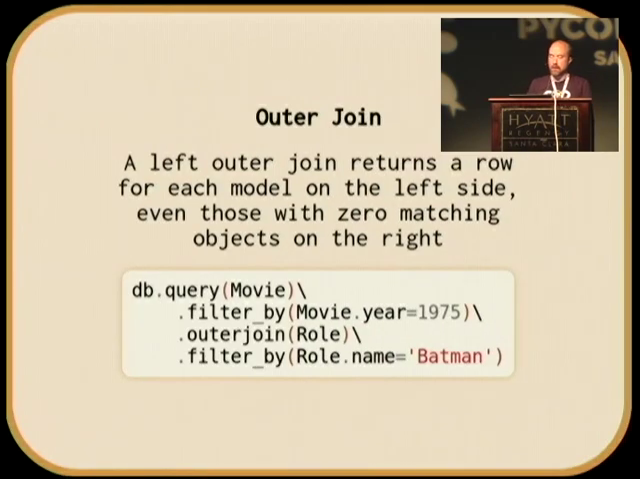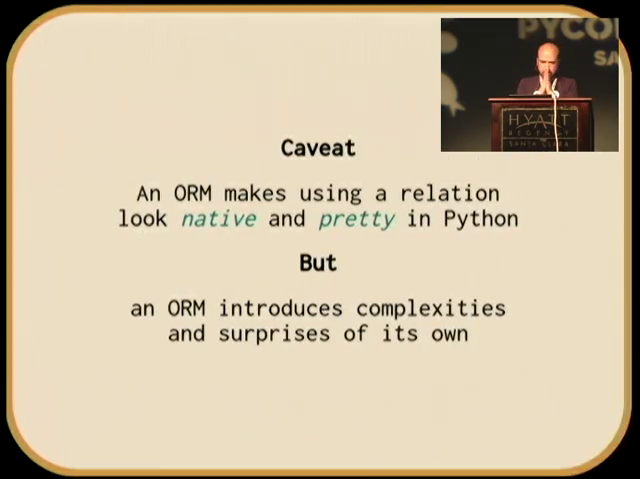The solution is something called an outer join. An outer join keeps all matching rows of the left table, whether they have a corresponding match in the second table you ask about or not. So this would return every movie in 1975 for you to display on a web page or whatever, and then if one of those movies had, or if several of them had, a role named Batman in the movie, that information would come back paired with the movies that had that.